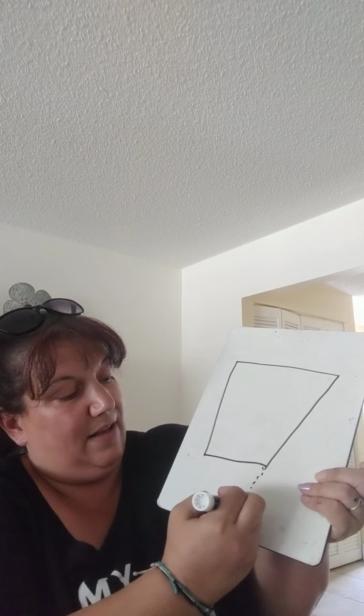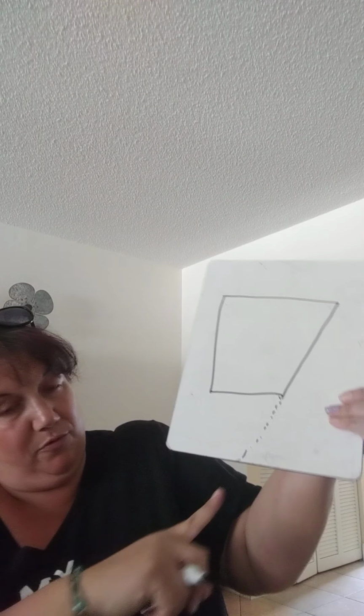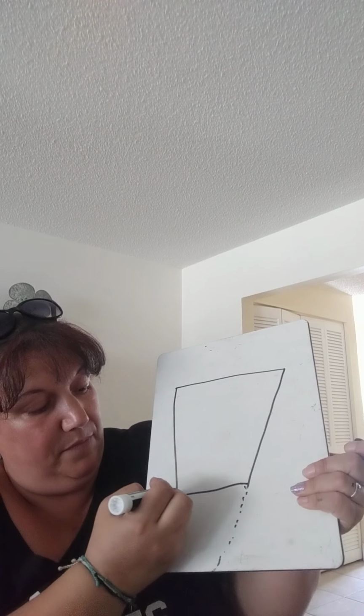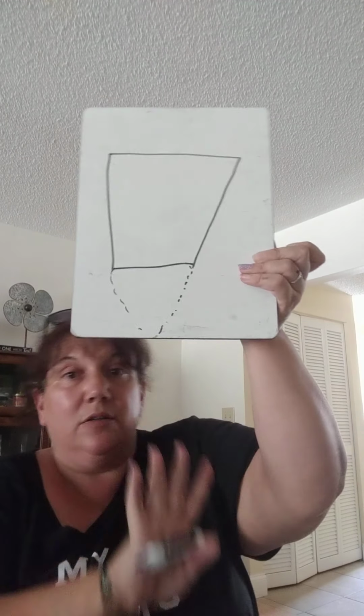Because this slants this way, if I continued this line down and kept going further, and then I continued the one right across from it, and go way down here, they're going to meet, which means that's why they're not parallel. So squares and rectangles all have parallel lines.